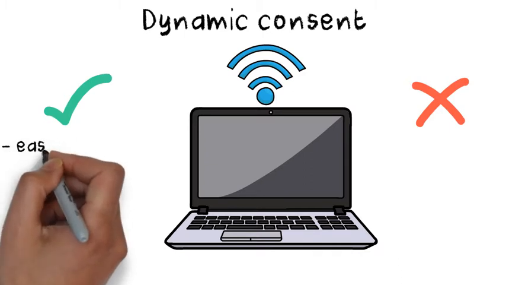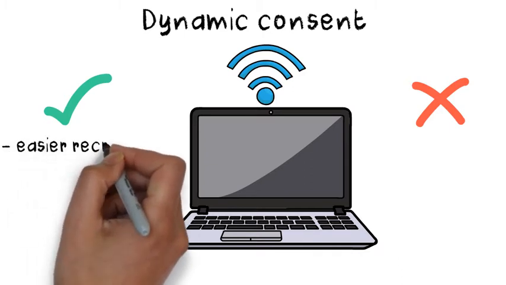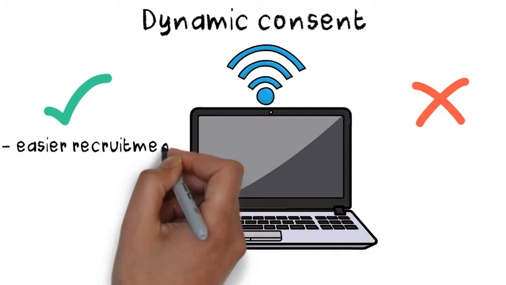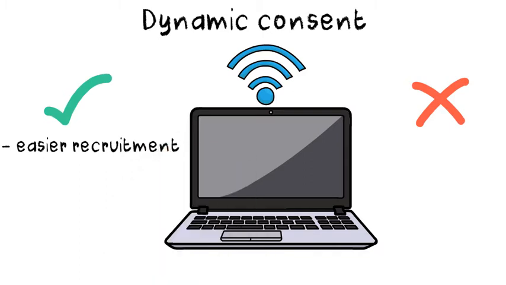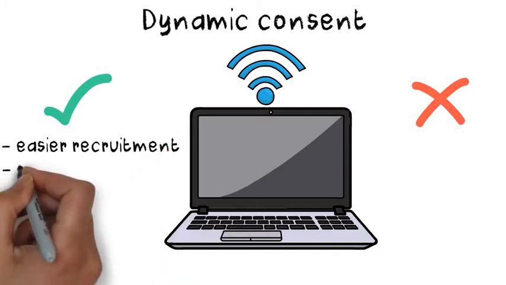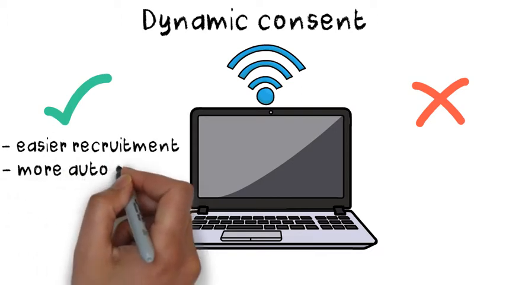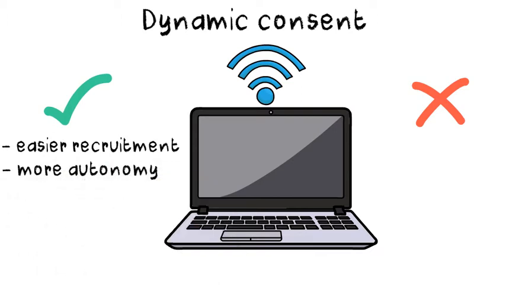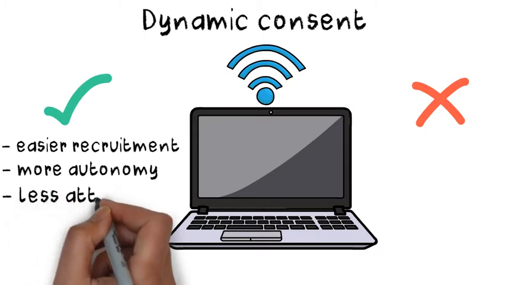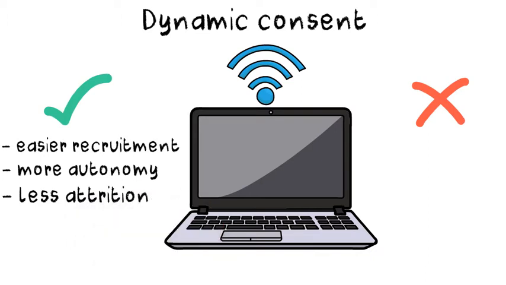It could be easier to recruit and obtain participants because there is less need for personal contact between the biobanker and the participants. Participants also have more autonomy because they are fully informed and can choose exactly the studies they wish to participate in. It's also a way to ensure less attrition of participants, which is vital for longitudinal data collections like most biobanks are.